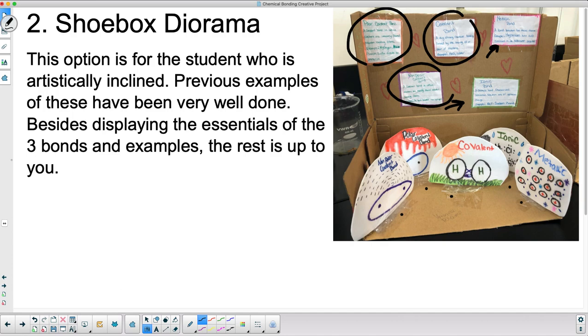This option is for the student who is artistically inclined. Previous examples of these have been very, very well done. The one I have a picture of is, I would say, an above average example. Just make sure that you have all the information you need on the 3 bonds and examples, and whatever else there is to do is up to you.